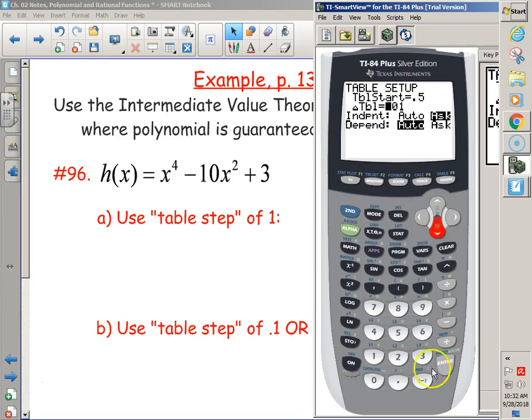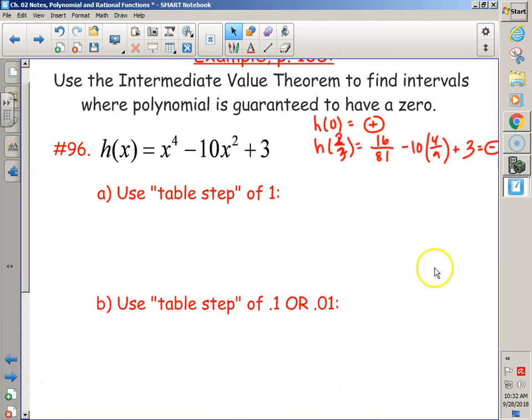Now, first of all, going by ones, I need it to automatically generate, so I'm going to change it from ask to auto. This little triangle would have it going by ones, or I could have it going by 0.1s, or I could have it going by, in the next part, 0.01s. Here's what ends up happening.